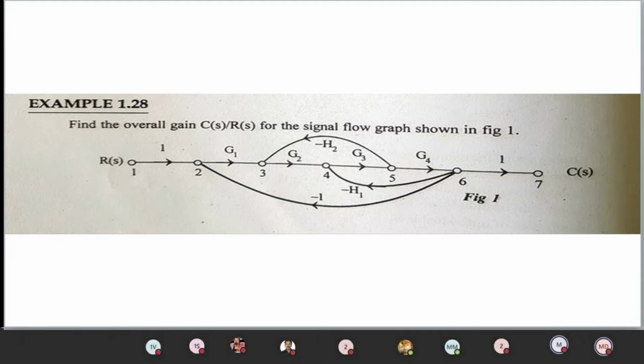Find the overall gain C by S divided by R by S for the signal flow graph shown. Now, from the definition of a forward path: what is a forward path? It will start at the input node and end at the output node, touching the other nodes only once, not more than once. The arrow markers should be pointing towards the forward direction. Now let us start.